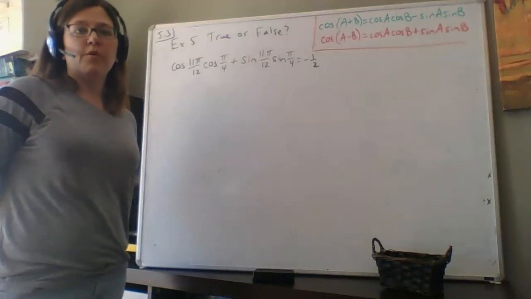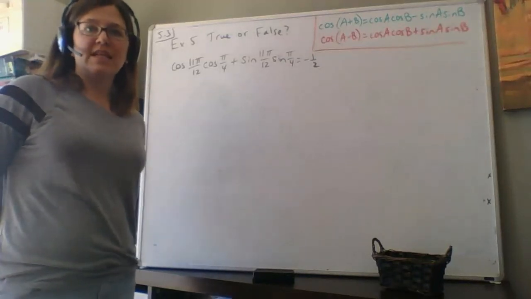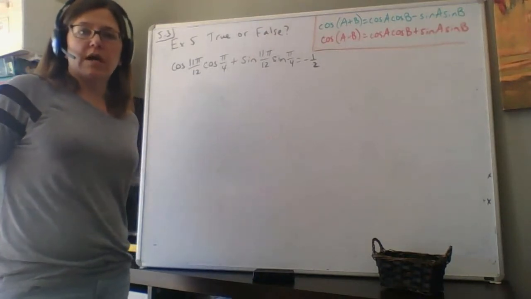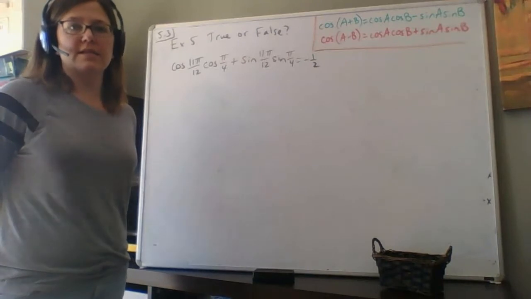Welcome to 5.3 Sum and Difference Identities for Cosine. We're going to do a couple more examples to wrap up this lesson.